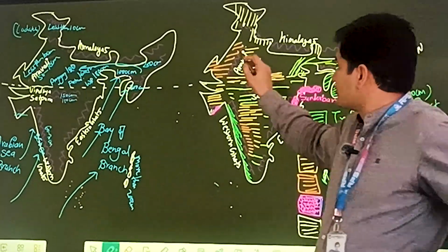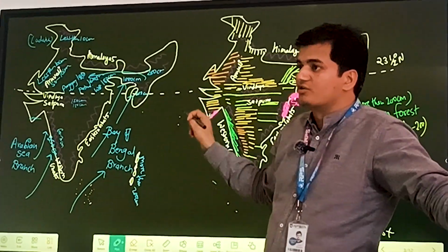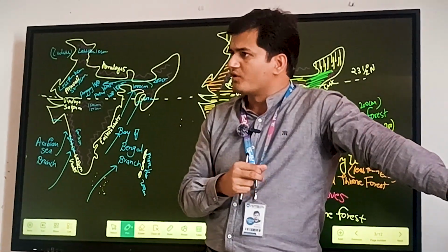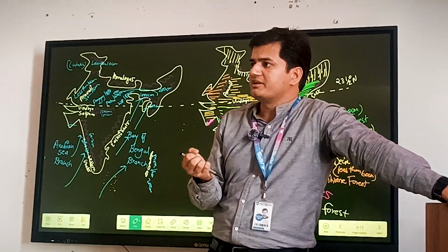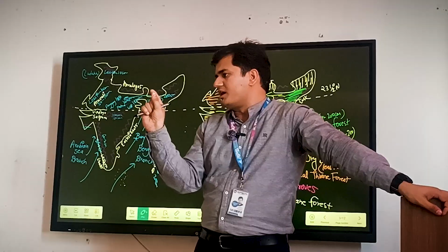Also we can find the Thar desert west of Aravallis. So here we have the trees like cactus. You know cactus. We have trees like khejdi. These are the examples of tropical thorn forest.